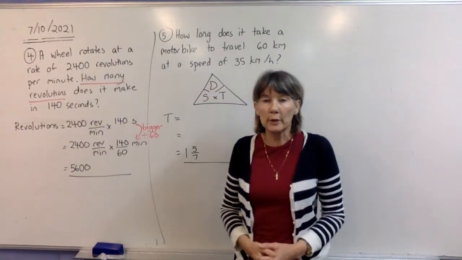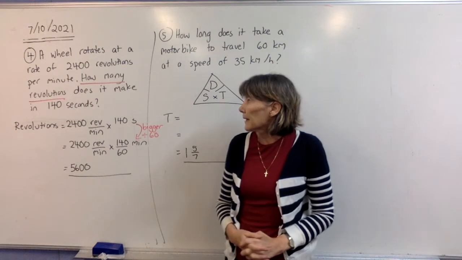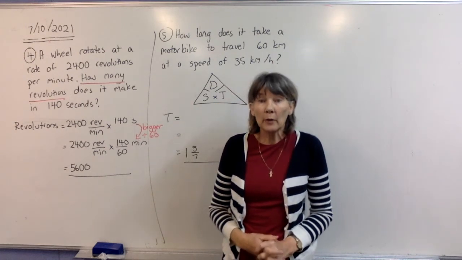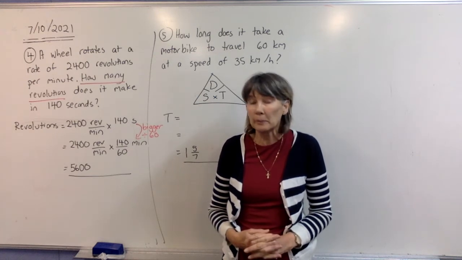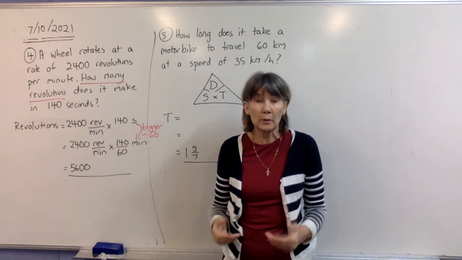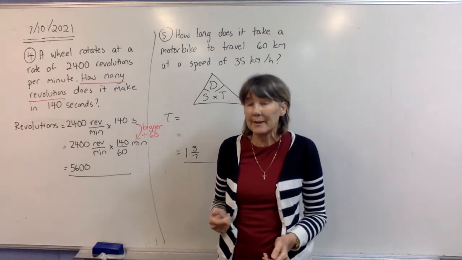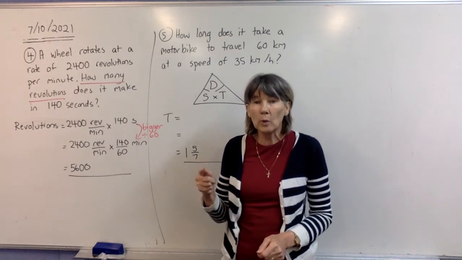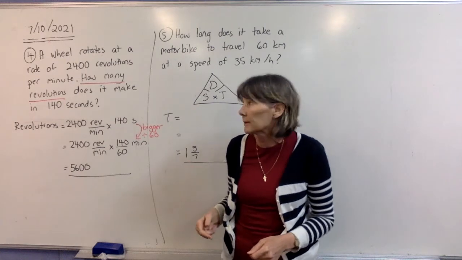Go through two more questions on this work. Number 4, a wheel rotates at a rate of 2,400 revolutions per minute. Revolutions often gets abbreviated to revs, so if you hear people talking about revs when they're talking about cars and things, it's the number of revolutions that's happening in the engine. So it spins all the way around one revolution, 2,400 of these per minute.